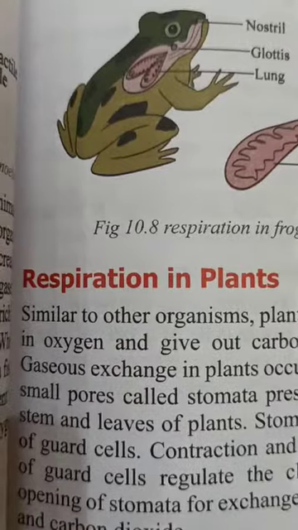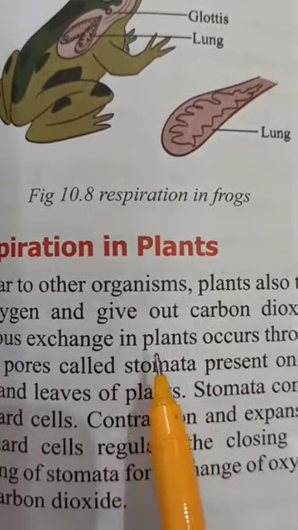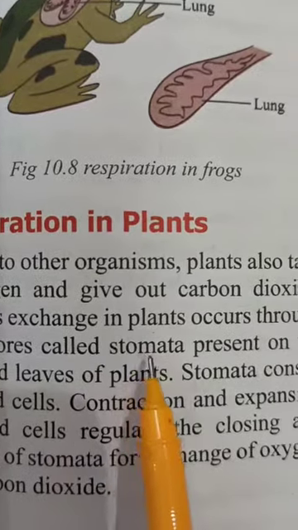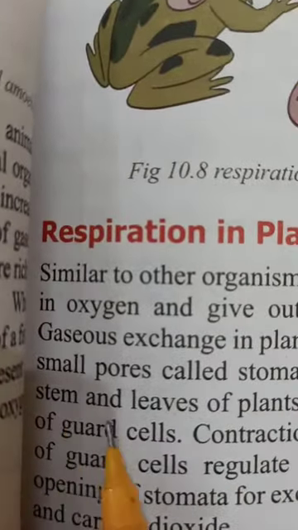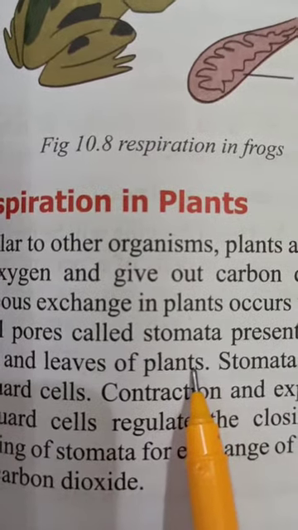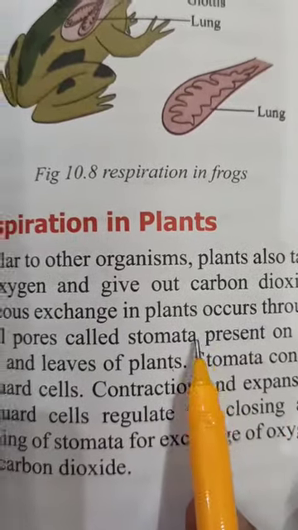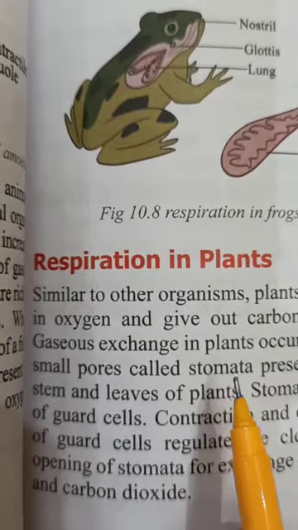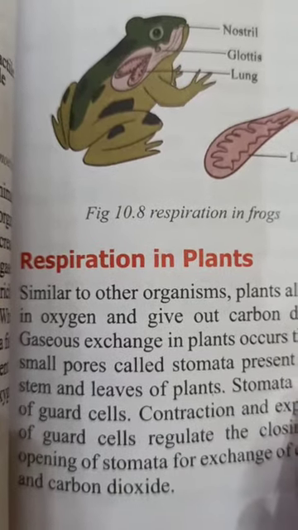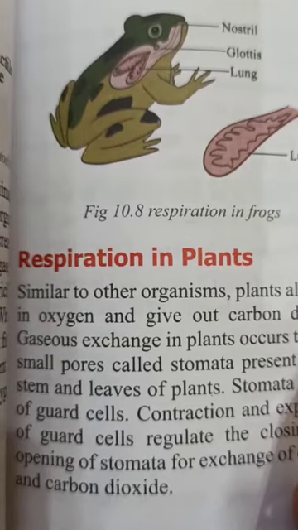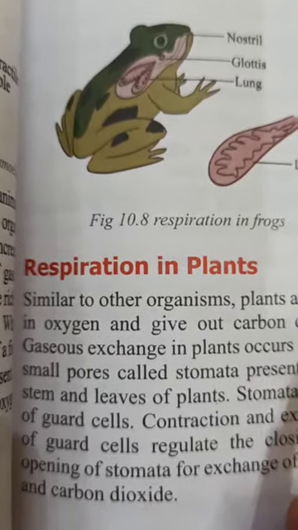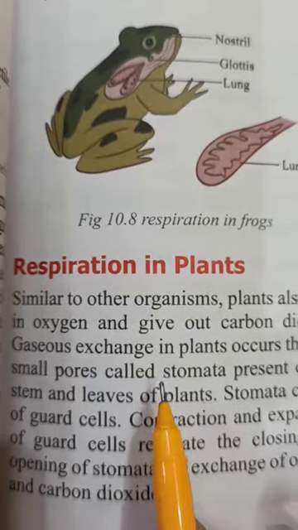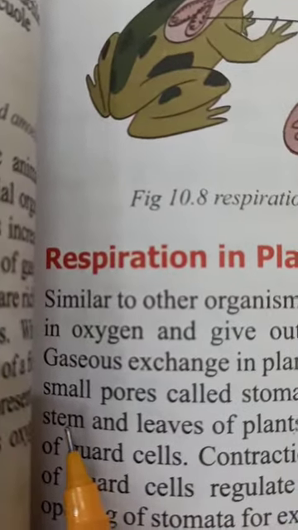Okay, so gaseous exchange in plants occurs through small pores called stomata present on the stem and leaves of plants. So children, here what they have written is exchange of gases. It means that when carbon dioxide enters inside the plants, it enters through the small tiny pores which are called stomata. These stomata are present on the surface of leaves. And here they have written stem also.